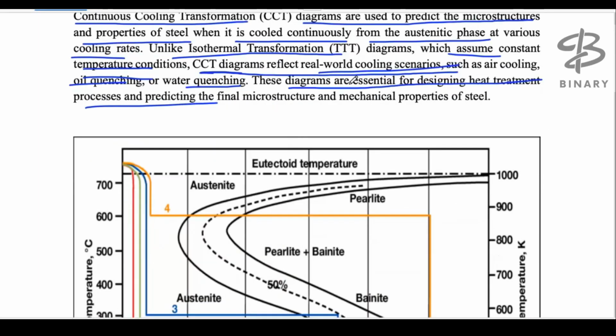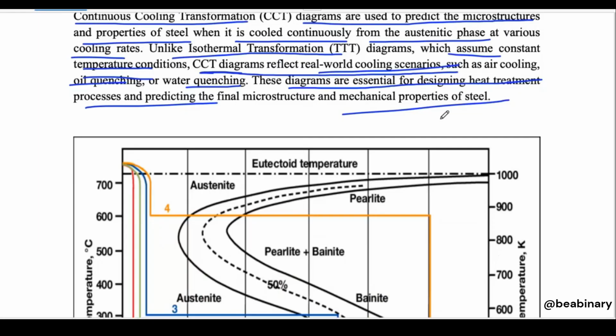These diagrams are essential for designing the heat treatment process and predicting the final microstructure. From these diagrams, we are able to know what microstructure we get from heat treatment. Once we know the microstructures, we can conclude their mechanical properties. And after knowing the mechanical properties, we have an idea where and how we can apply this material for a particular application.